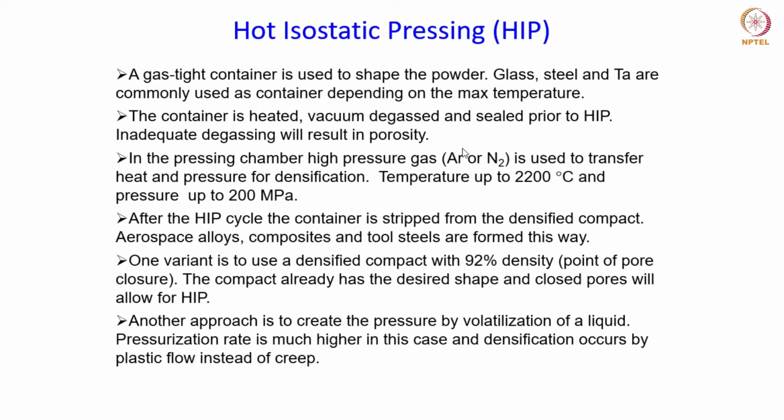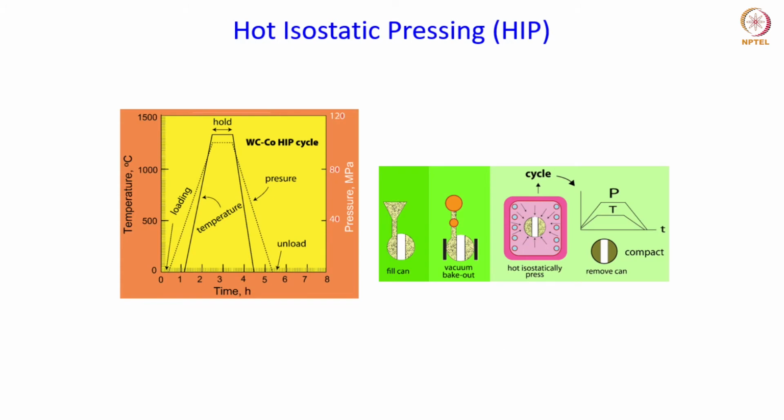Okay, so this is a schematic which shows the setup used for hot isostatic pressing. This is the can which is used to fill the powder. That's the first step of the HIP process, and then the powder has to be degassed. So a vacuum chamber is used to degas the powder. That's the vacuum bake-out process to remove any trapped gases.